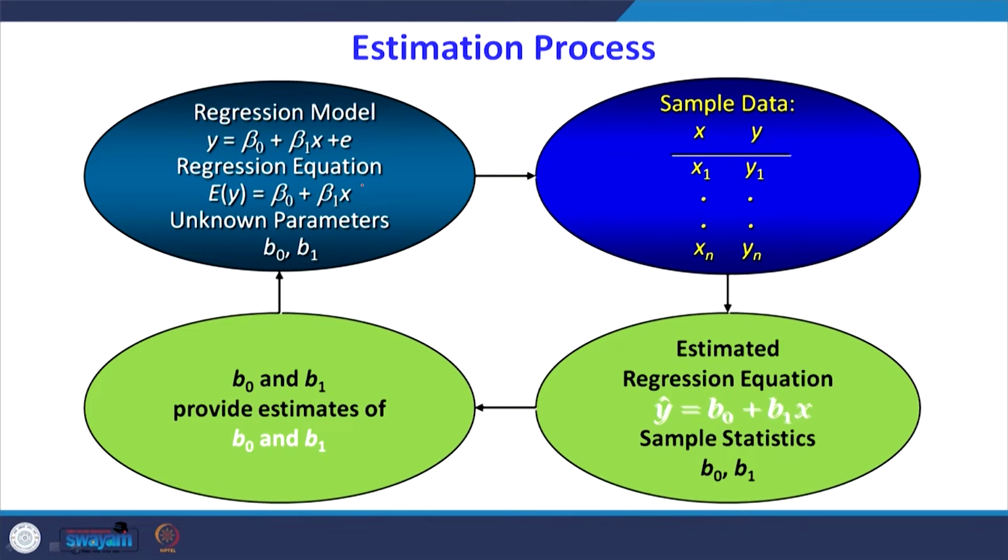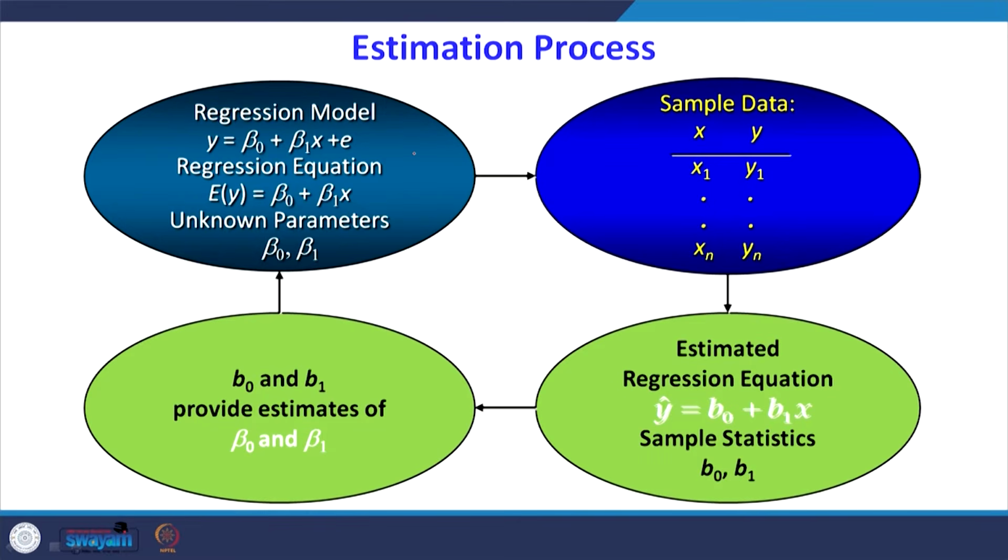Here the unknown parameters are in the population regression model, y equal to beta 0 plus beta 1 x plus e. The regression equation is expected value of y equal to beta 0 plus beta 1 x. Here the unknown parameters are beta 0 and beta 1. So we have to estimate the value of beta 0 and beta 1, more importantly the value of beta 1. What you are going to estimate is whether the value of beta 1 is 0 or other than 0. If I estimate beta 1 equal to 0, that means there is no relation between x and y.